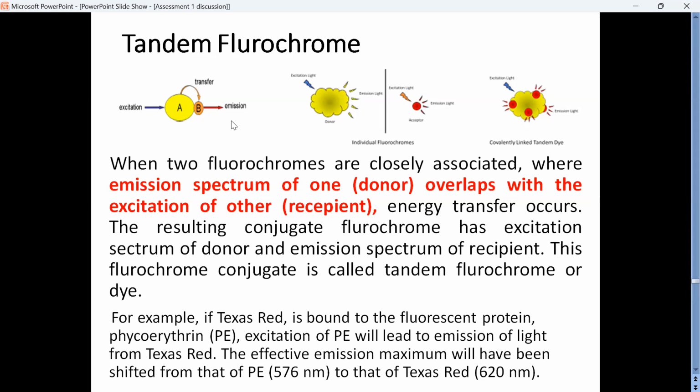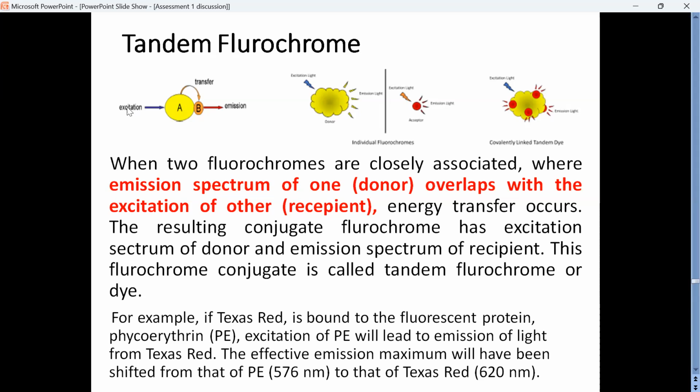Okay, so why should this overlap be there? Only if there is an overlap will there be fluorescent resonant energy transfer. There will be an energy transfer happening from A to B. So when light is exciting A, it will not emit light.